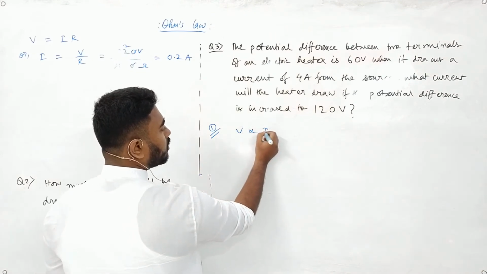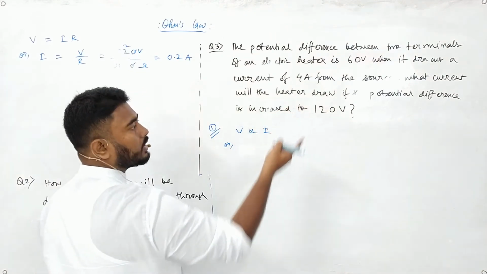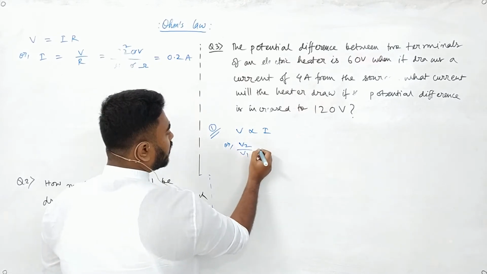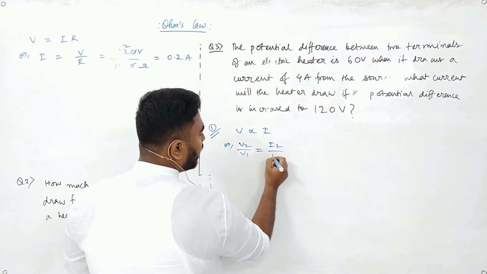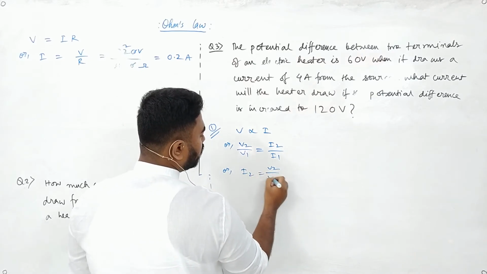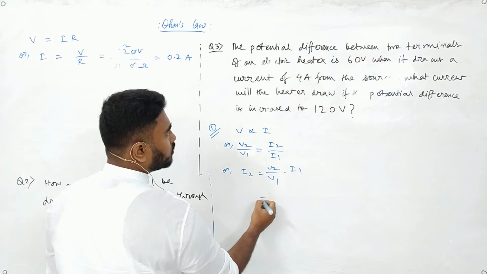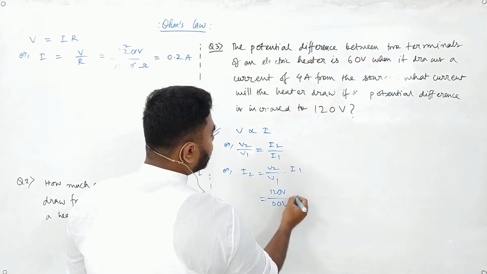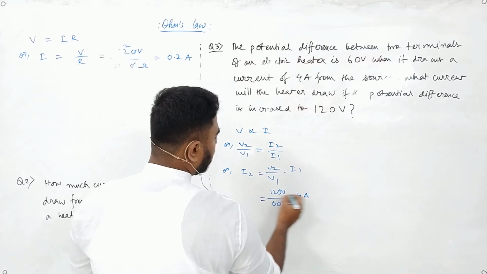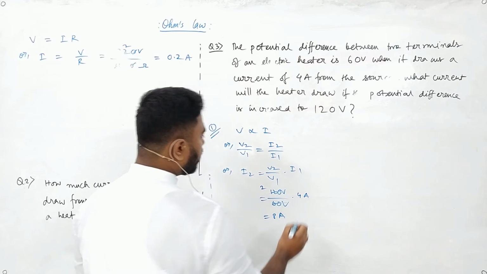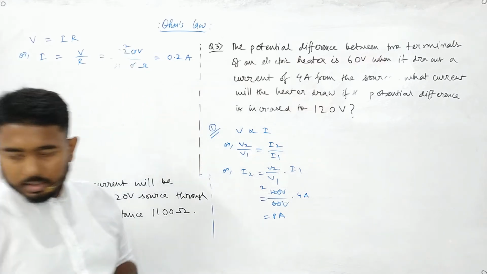That V is proportional to I, or as the material is the same, we can say that V2 by V1 is equal to I2 by I1, or I2 will be V2 by V1 times I1. So V2 is 120 volt, V1 is 60 volt, I1 is 4 ampere. This will be 2, so that will be 8 ampere. This is by directly using Ohm's law.